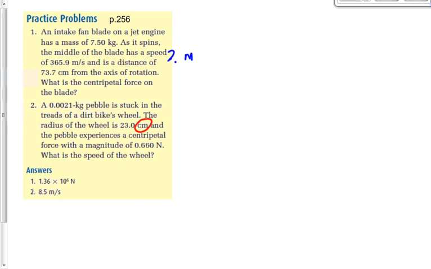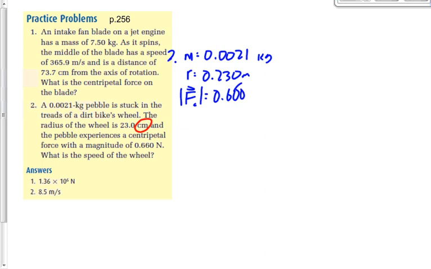All right, question number 2, m is 0.0021 kilograms. We know that the radius here is 0.230 meters. And the centripetal force is 0.660 newtons. That's going to give me a speed, so we're trying to find v. So we're going to say F is equal to mv squared over r.